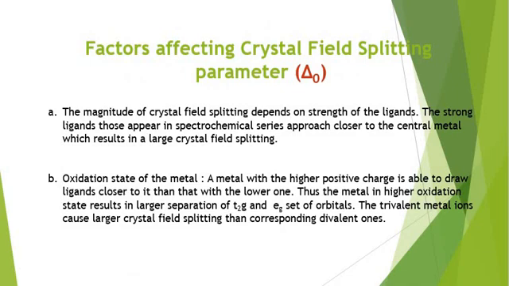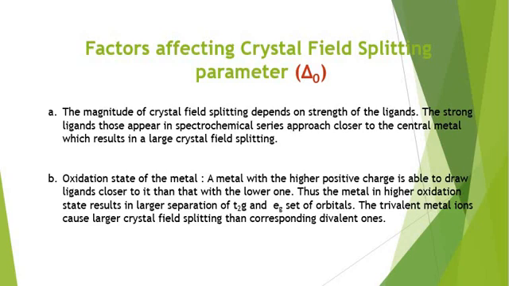Now, what are the factors affecting the crystal field splitting parameter? The magnitude of crystal field splitting depends on the strength of the ligand, whether it is strong or weak. The stronger ligands, which appear higher in the spectrochemical series, approach closer to the central metal, which results in larger crystal field splitting. The second factor is the oxidation state of the metal.